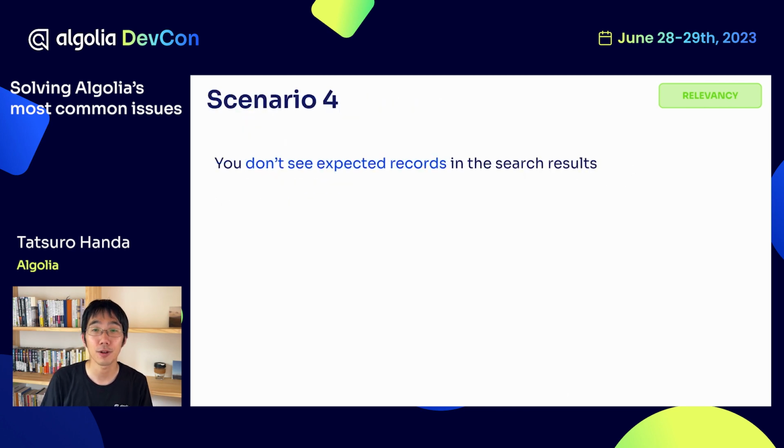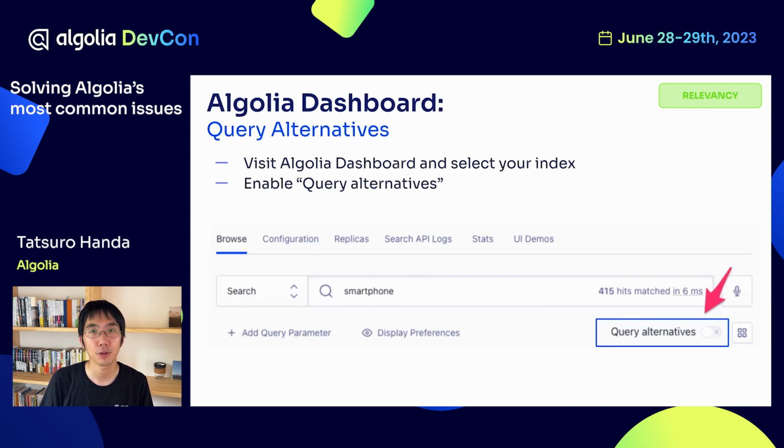Another scenario of the relevancy issue is the case where you don't see expected records in the search results. This can usually be understood as the words in the query not matching the words in the record. To better understand what words are being looked for, you can open the Query Alternatives tab on the dashboard under your application.